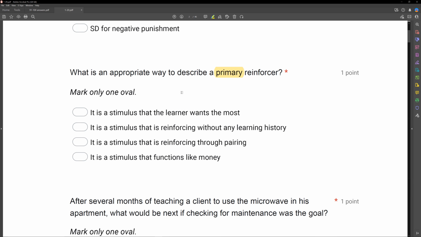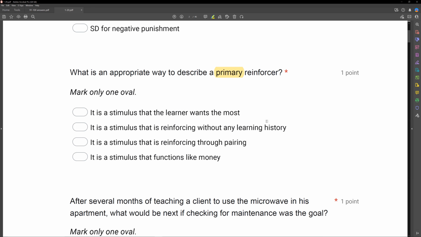So if we're going to describe our primary unconditioned reinforcers, how are we going to go about doing that? A, it is a stimulus that the learner wants the most. Well, not necessarily. Just because it's unconditioned, just because it's primary, doesn't mean that the learner wants it the most. A lot of people don't necessarily enjoy drinking water, right? They need it. It is a primary reinforcer. If they go long enough without it, they're going to want it, but it's not necessarily what they want the most all the time. B, it is a stimulus that is reinforcing without any learning history.